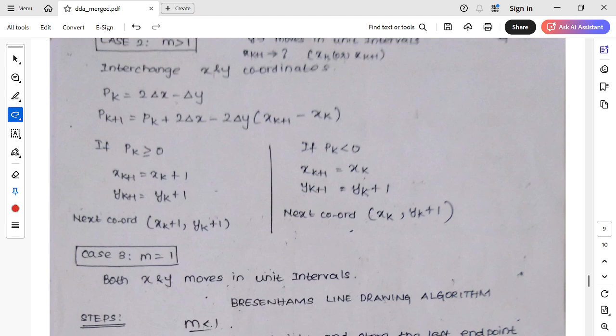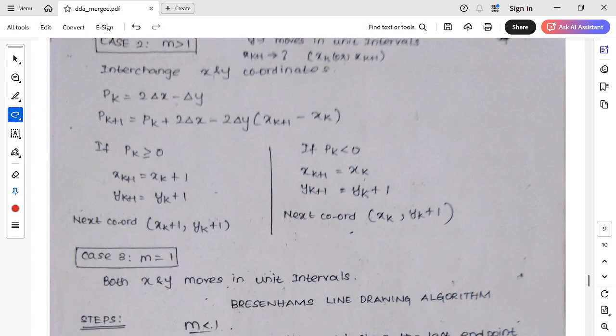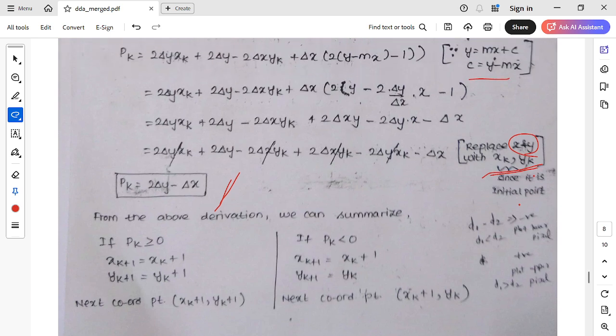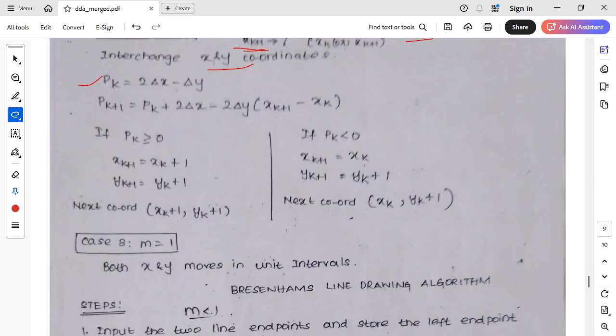And what about case 2 and case 3? Case 2 is if my m is greater than 1, then y will move in the unit interval and you're going to find xk plus 1. So simply, you're going to change the x and y coordinate. You can see in case 1 the initial parameter pk value is 2 delta y minus delta x. Here I have simply interchanged the x and y coordinate. You then find the next decision parameter value using the previous one. And case 3 is m equal to 1. In the case of m equal to 1, both x and y move in unit intervals.